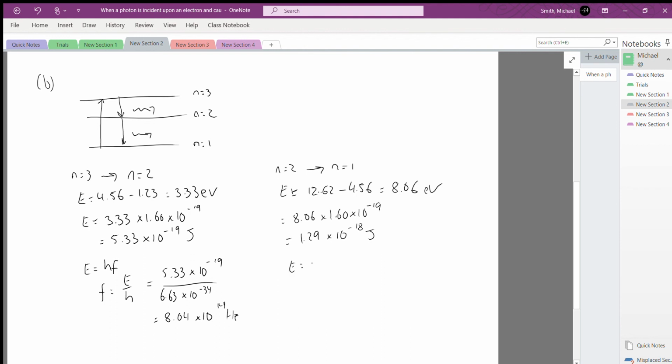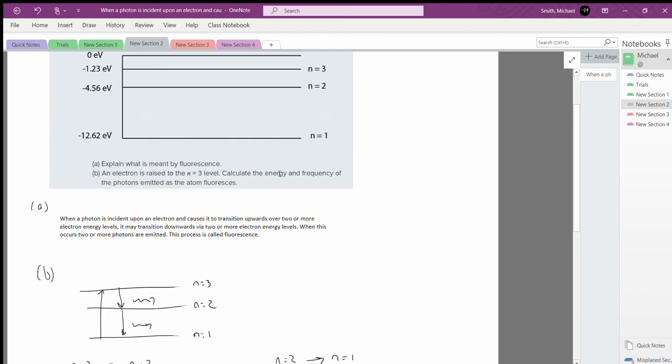And same as before, E equals hf, f equals E on h, therefore 1.29 times 10 to the power of minus 18 over Planck's constant, 6.63 times 10 to the power of minus 34. Substituting into our calculator gives 1.95 times 10 to the power of 15 Hertz.